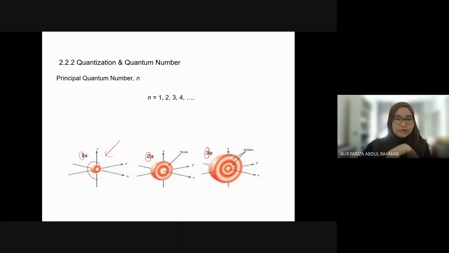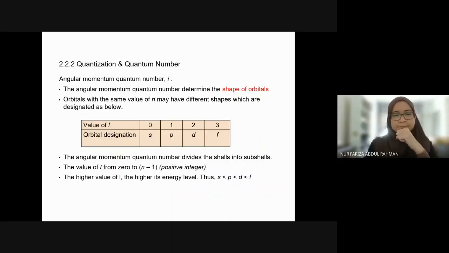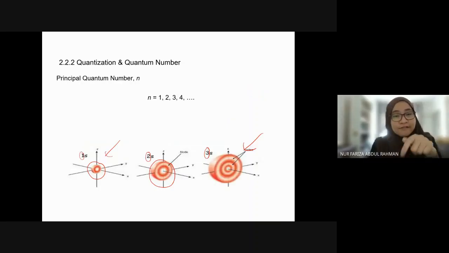So this is how n equal to 1 looks like. As you can see, if n is equal to 2, it gets larger, and n equal to 3 is even larger. This is just to highlight the energy level, meaning the distance of the orbital from the nucleus. How are you guys doing for principal quantum number n? So far so good? Alright, principal quantum number is not a problem.